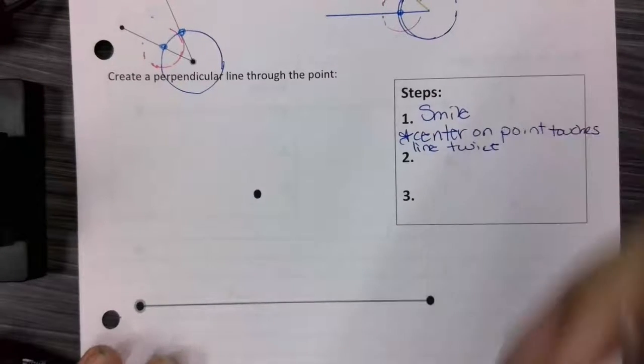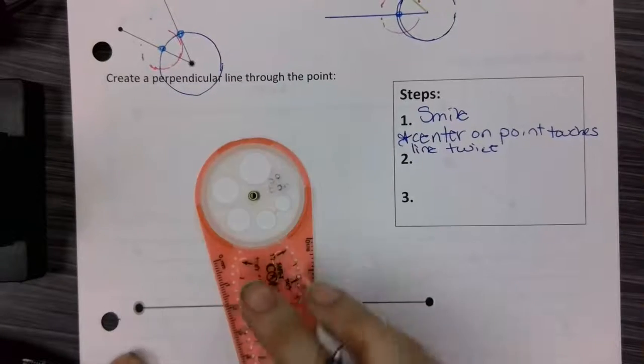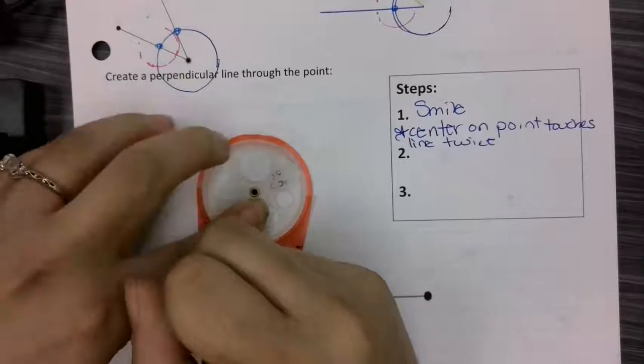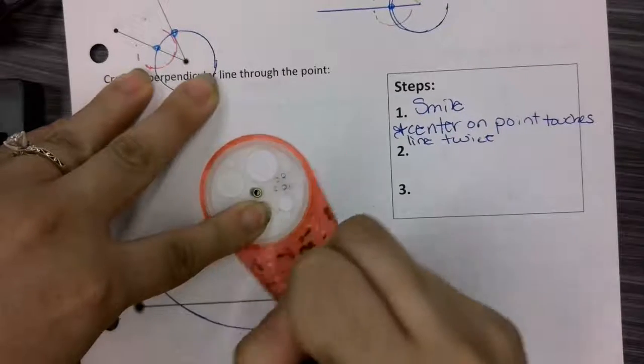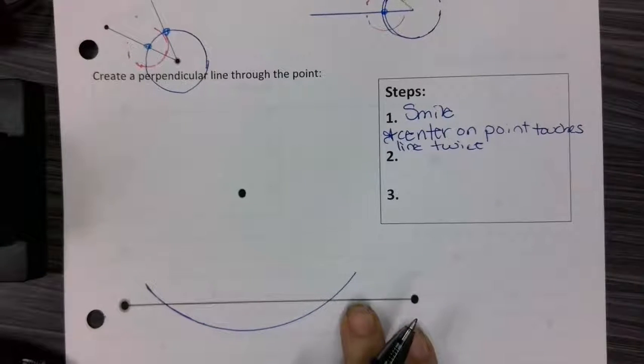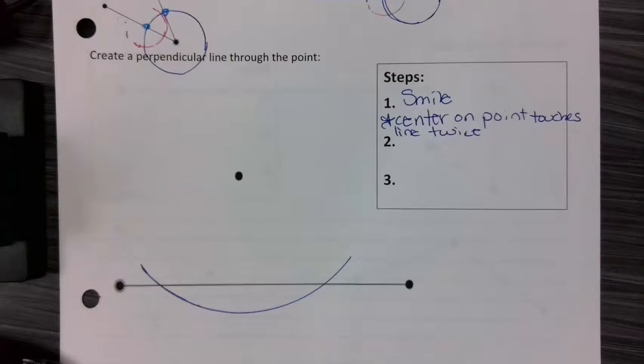So what I'm going to do is I am going to have centered here, and then I'm going to pick a point on my compass and make it like this. So it's like a smiley face. Any point as long as it touches the line twice. Okay? Questions on the first step?